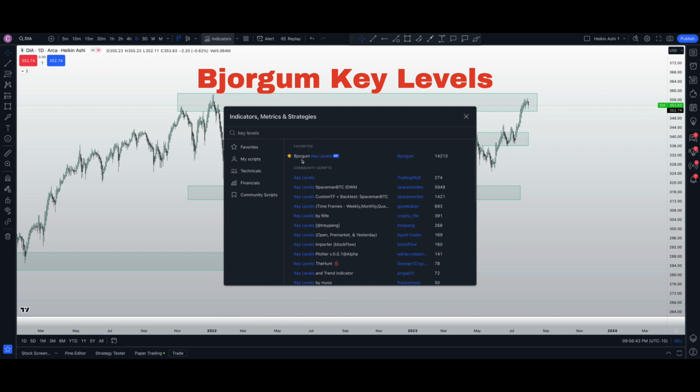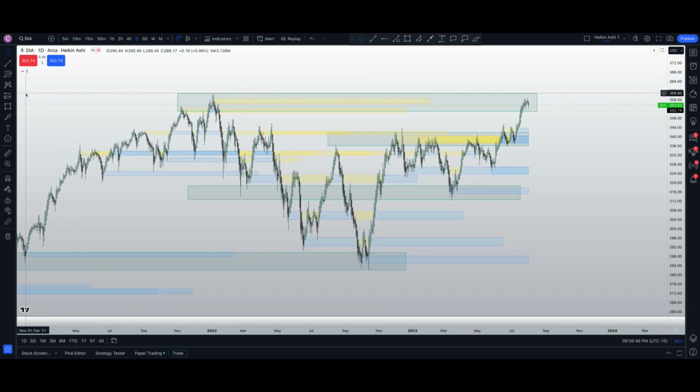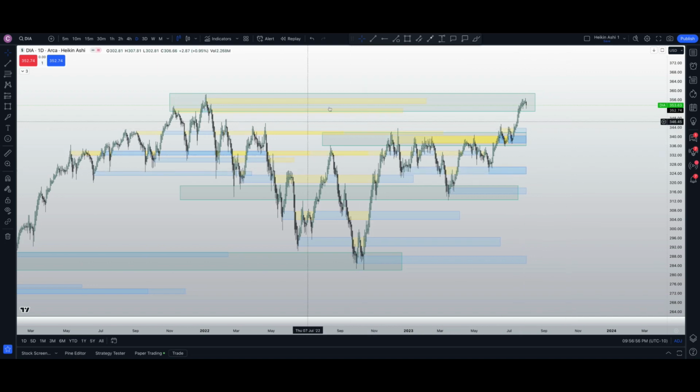Now, this one's called Bjorgum Key Levels. I happen to already have it loaded up over here. So I'm going to go ahead and turn on the vision, and then boom, all of a sudden on the map or on the chart here, we have these blue and yellow lines. This algorithm for this indicator has gone ahead and used its mathematical equations to draw supply and demand zones.